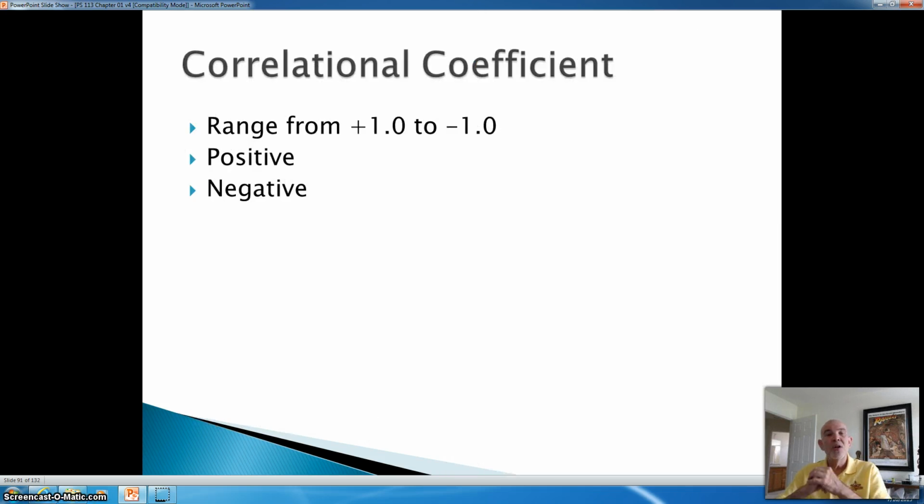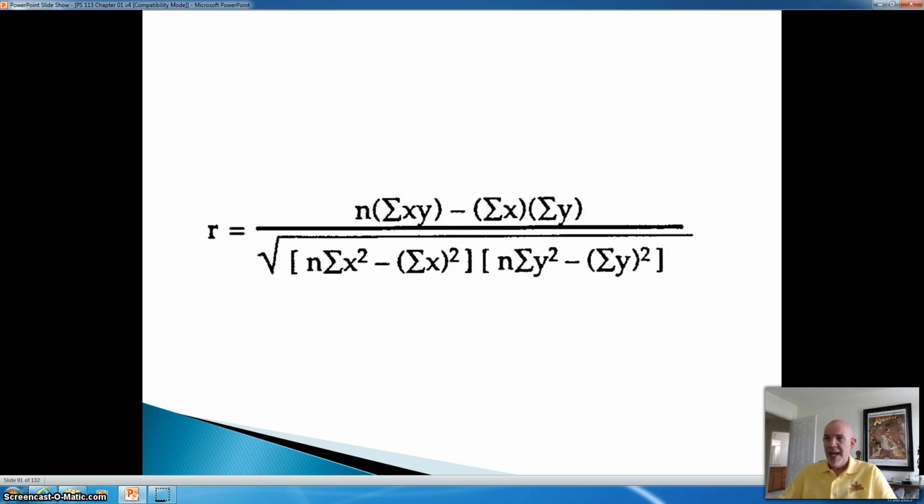The strength of any correlation can be represented by a number ranging from positive 1.0 to negative 1.0 called the correlational coefficient. And we derive this from a mathematical formula, which looks like this, but is way beyond the scope of our class, so don't worry about the formula. I just want to show you that when you take a stats course, you'll learn how to use this.